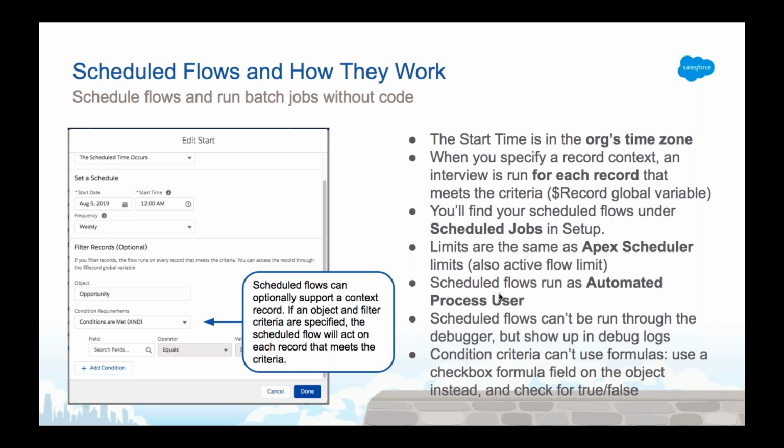Okay. The condition criteria can't use formulas. This goes back to the point I made about the filter records on the left here: the condition criteria on scheduled flows happens before the flow is actually running. So in order for a formula to evaluate, we need a running state to do that. In a flow, when it's running, we can evaluate a formula, right? When we do this sort of criteria up front, there's not really anything to be run. It's essentially just constructing a query to the database to pull back a bunch of records.